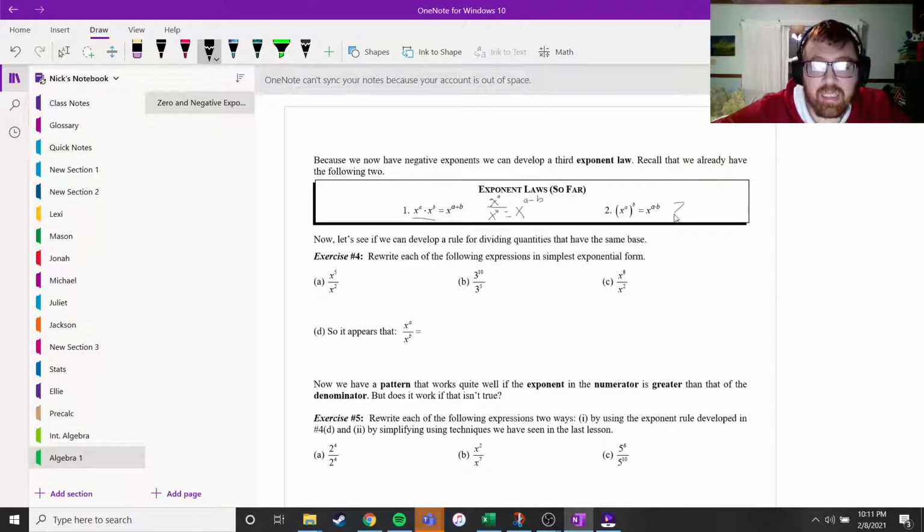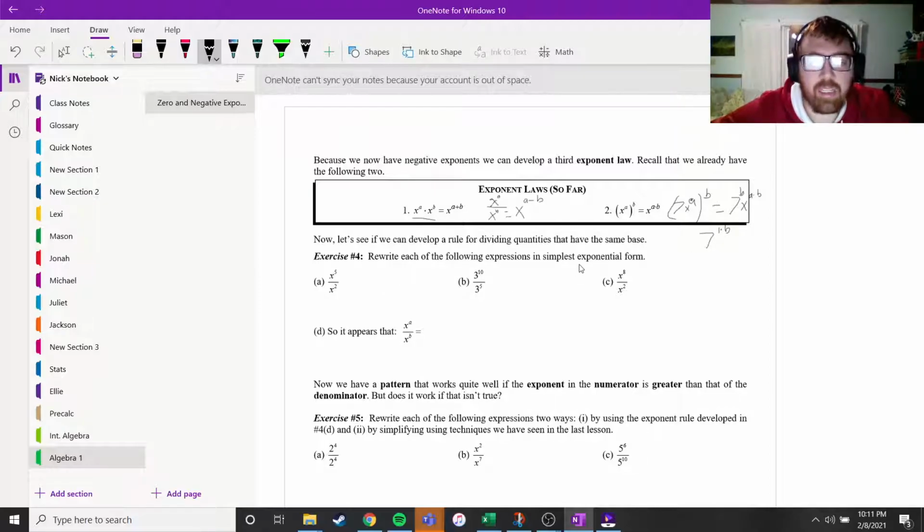Now, if you had 7x to the a power, to the b, this is going to be equal to 7 to the b power times x to the a times b power. Remember, this 7 here is kind of the same as saying 7 to the first power. So you're still doing the powers. You're still multiplying those powers together. So now it's just 1 times b.